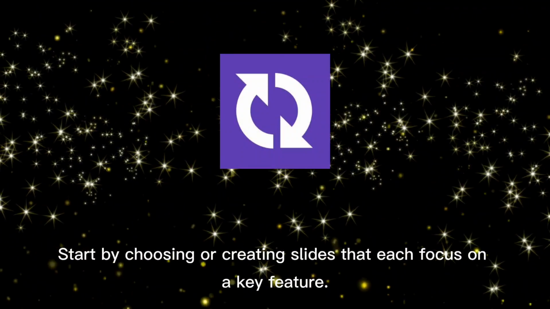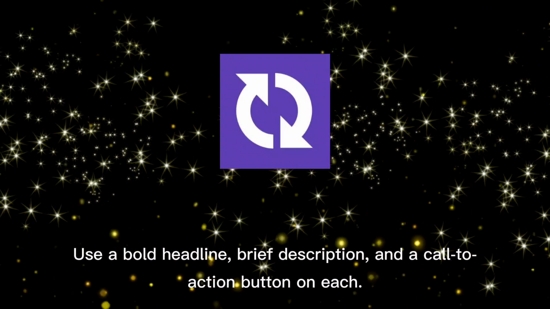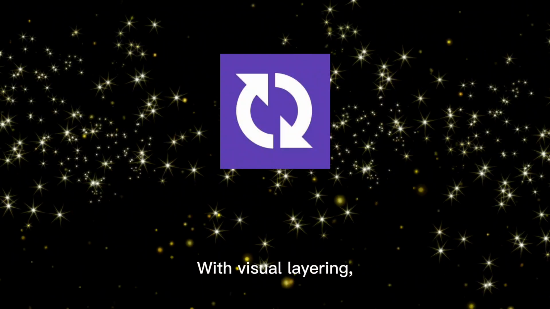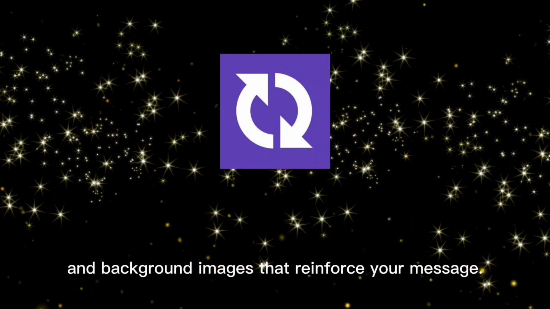Start by choosing or creating slides that each focus on a key feature. Use a bold headline, brief description, and a call to action button on each. With visual layering, you can also include icons, graphics, and background images that reinforce your message.